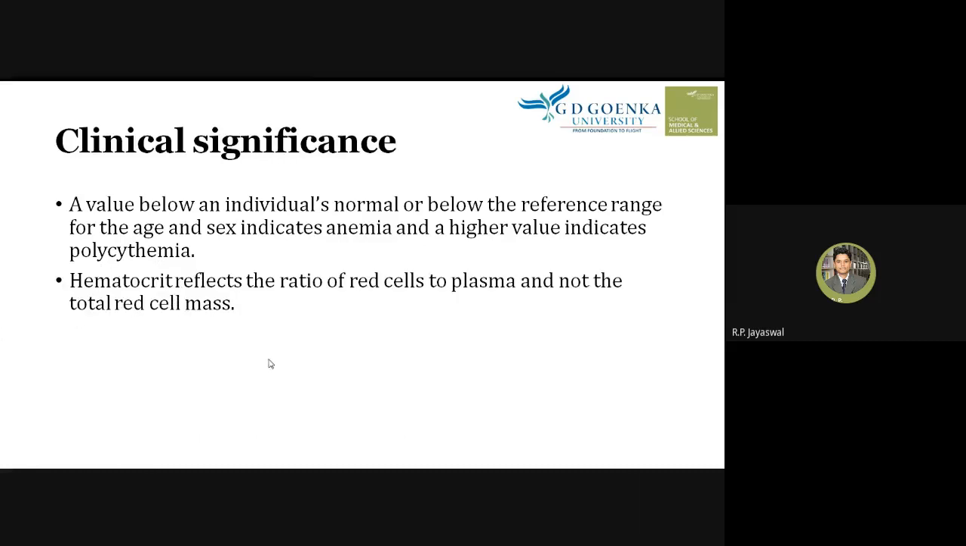Hematocrit reflects the ratio of red blood cells to plasma and not the total red cell mass. You have to understand that the hematocrit, what we call the packed cell volume, is a ratio of red blood cells to the plasma, that is, in the whole blood, how much is the red cell and how much is the plasma.